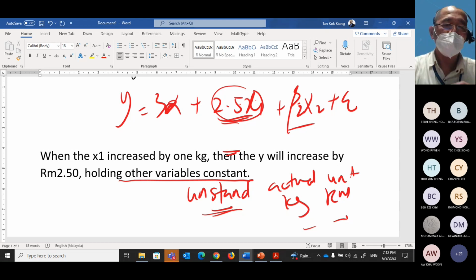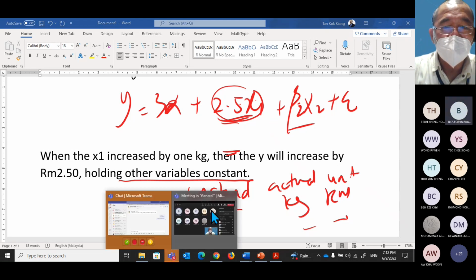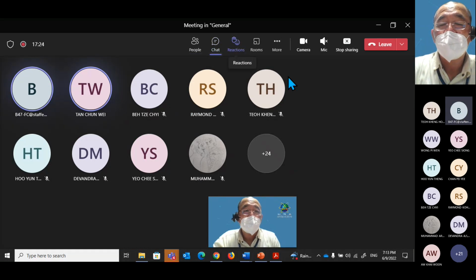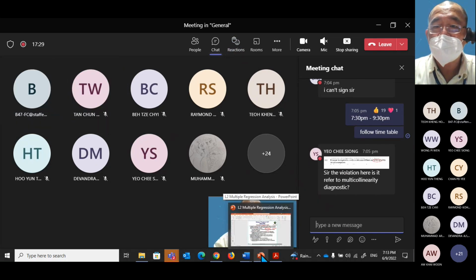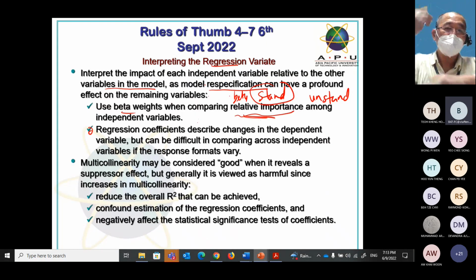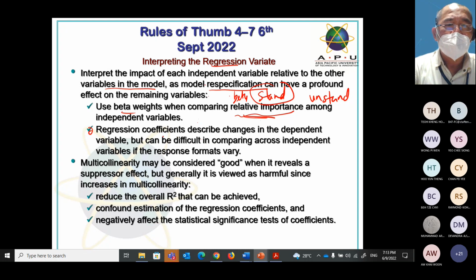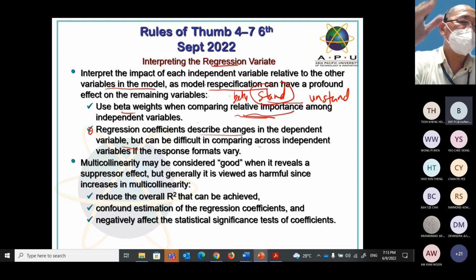Okay, if no problem, now we see next. So now we are here. Therefore, the analysis is done, but it can be difficult in comparing across. Therefore, we do not use the unstandardized to compare, but we use the standardized here to compare for different functions, to show which one is more important. Actually both are important, but with different functions.